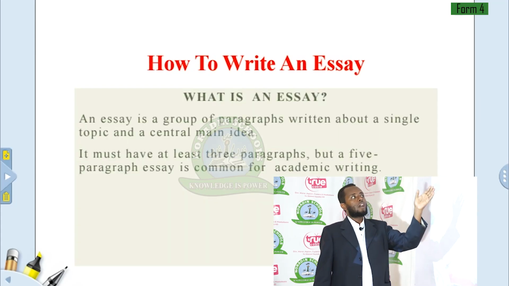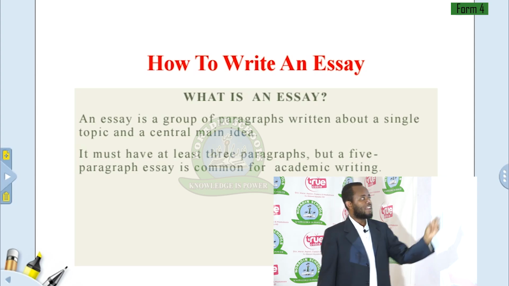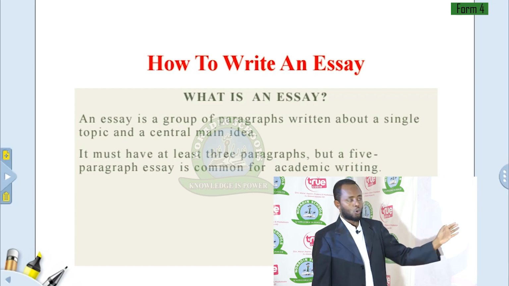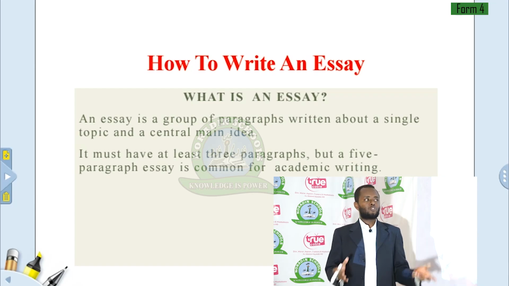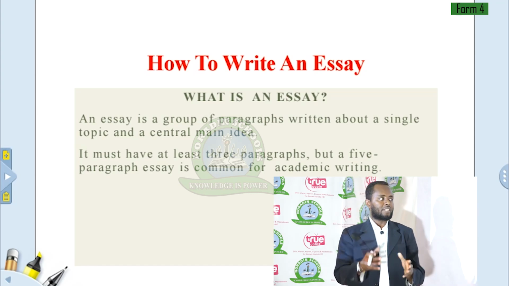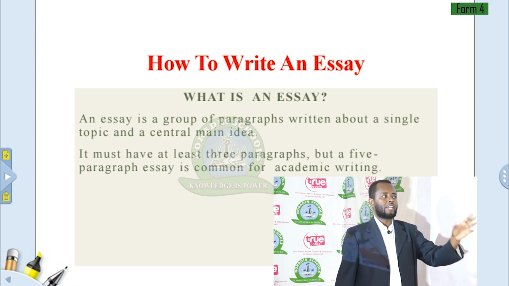So first, how to write an essay? What is an essay first? An essay is a group of paragraphs written about a single topic and a central main idea. It must have at least 3 paragraphs, but a 5-paragraph essay is common for academic writing.